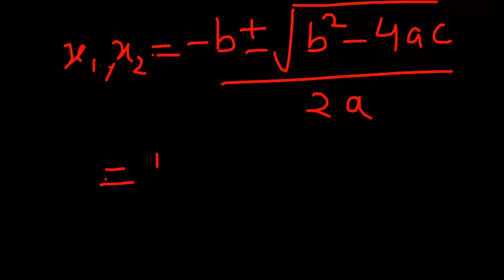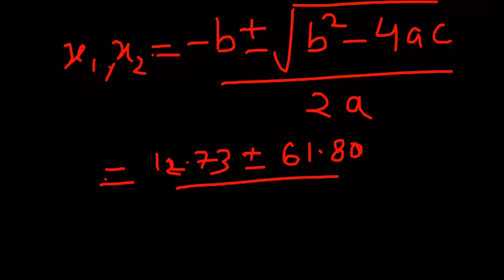you will get 12.73 plus minus, and next value is 61.80 divided by 2. Okay, in this, first you have to take plus sign, second you have to take minus sign. If you take plus sign, then all this value will be in plus. If you take minus sign, then all the value will be in minus. So the length will not be in minus. So we will take plus sign only.